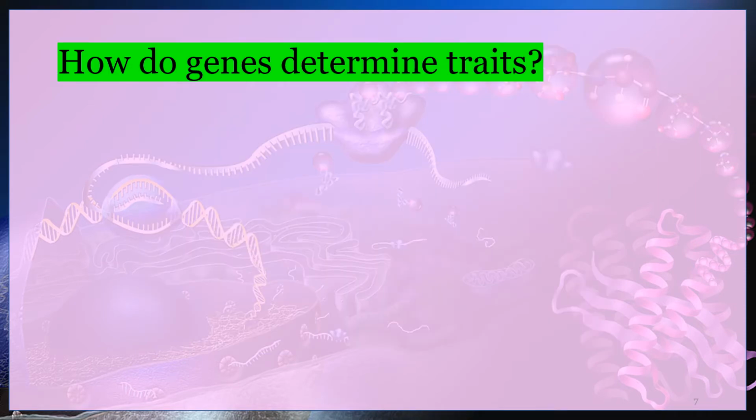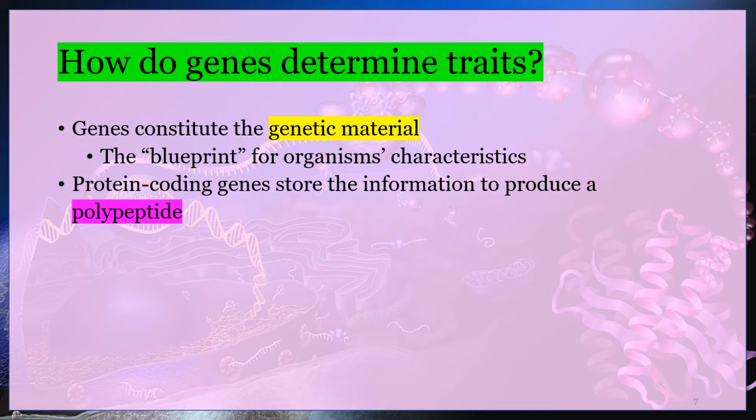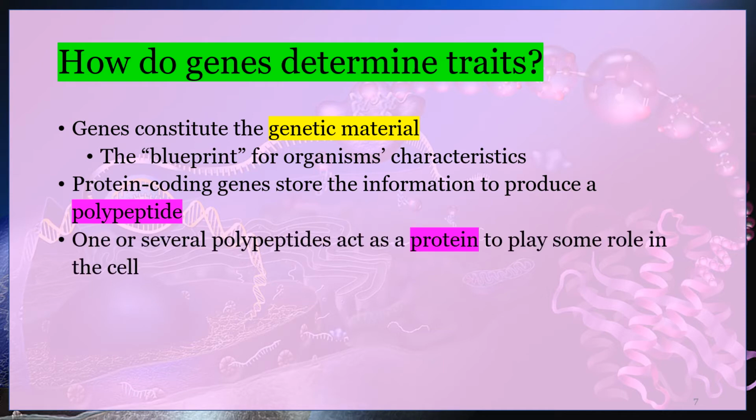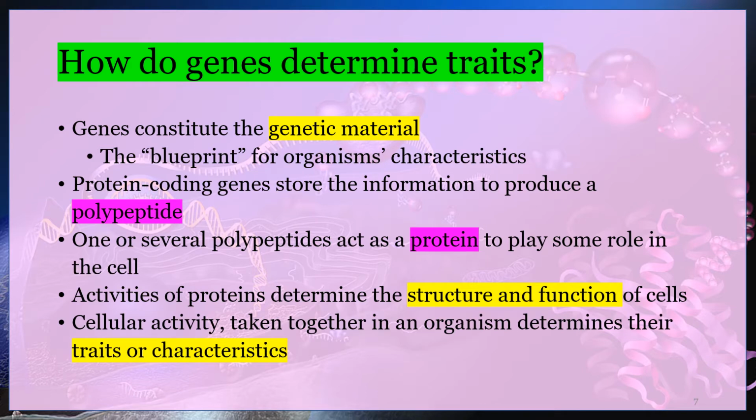So exactly how do genes determine traits? Genes constitute the genetic material, which we learned last week is called the blueprint for the organism's characteristics. The protein coding genes store the information to produce a polypeptide. One or several polypeptides act as a protein to play some role within the cell. Activities of proteins determine the structure and functions of those individual cells. Cellular activity taken together in an organism determines their traits or characteristics. They can be anywhere from blue eyes to black hair to the way that you laugh. They basically determine everything.